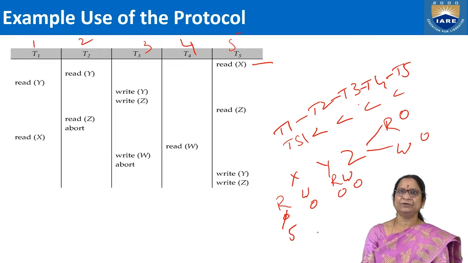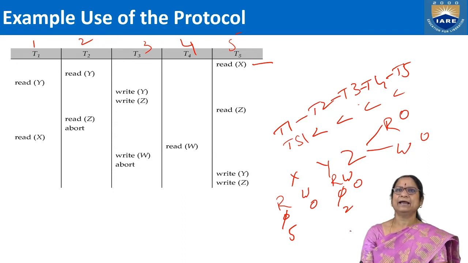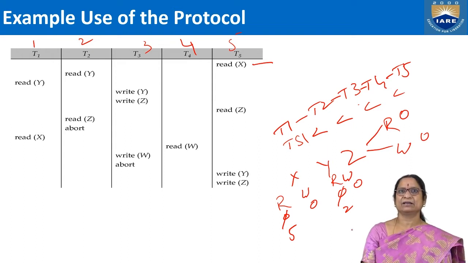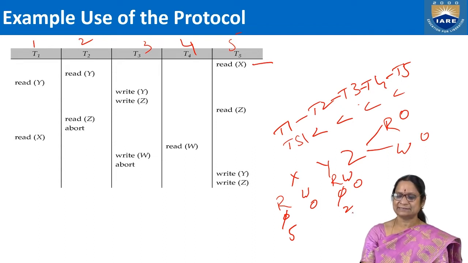Then the next is read Y of T2. So the read timestamp of object Y is going to be updated with the T2 transaction. Let us assume that it is 2. Fine. And the third instruction is read Y. Which transaction is reading? T1. Right? So T1 reads Y. What is the timestamp of T1? The T1 timestamp is less than the already read timestamp of Y, so we can update it. We can update means T1 is acceptable.